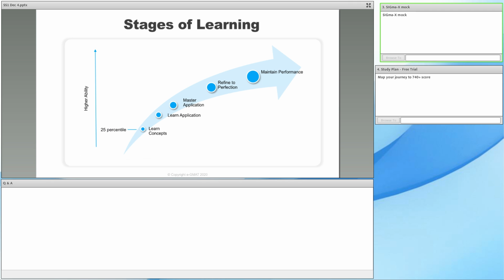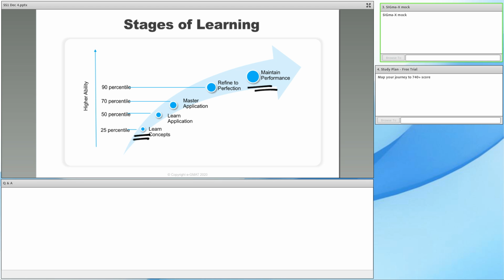Okay, so let's talk about ability versus the kind of activities that you do. This is the model that we follow within e-GMAT, and this is the model that has helped us deliver the kind of success that no other prep company has even come close to delivering. Okay, so what you see over here are 4 stages of learning and 1 stage of maintenance over here, or making sure that you get to that.